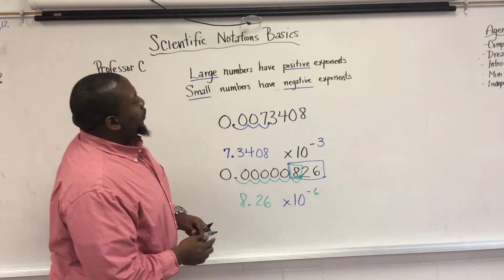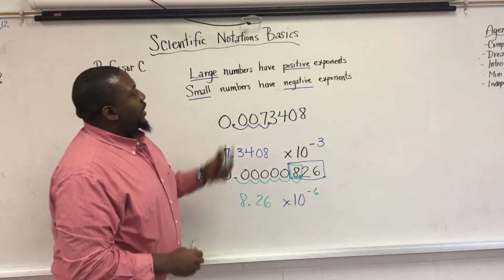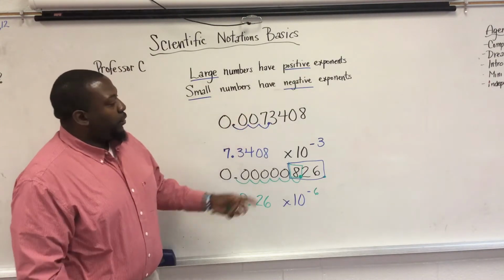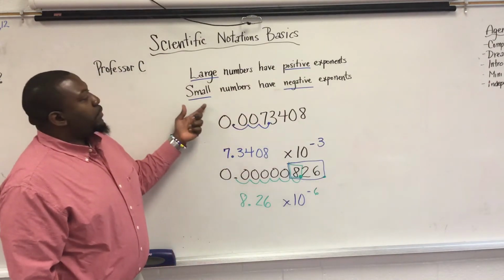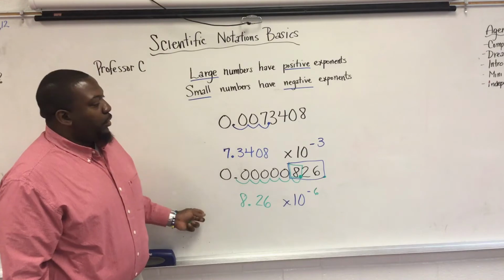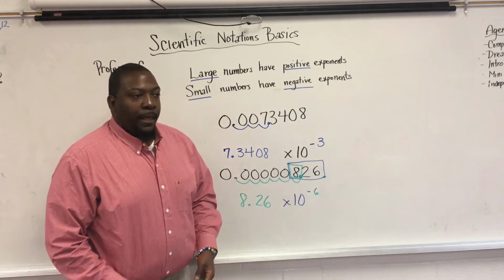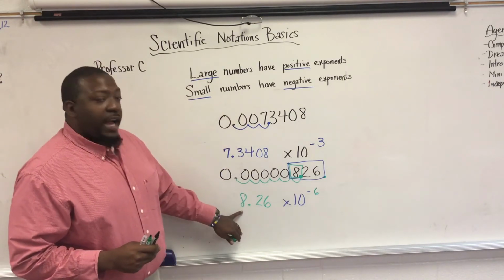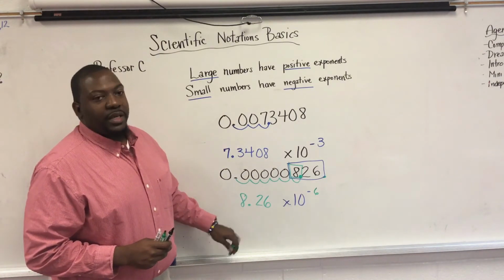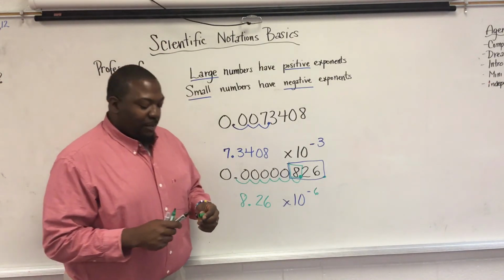So, in summary, the basics of scientific notations is large numbers are represented with positive exponents. Very small numbers, as you can still see on the board, are represented with negative exponents. You're still counting which direction you want to go so you can have one digit to the left of the decimal.